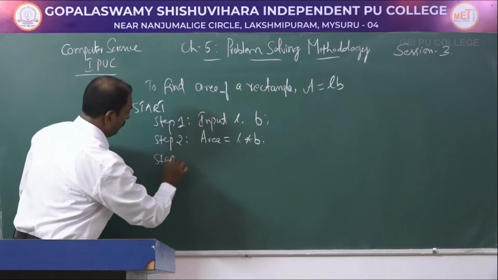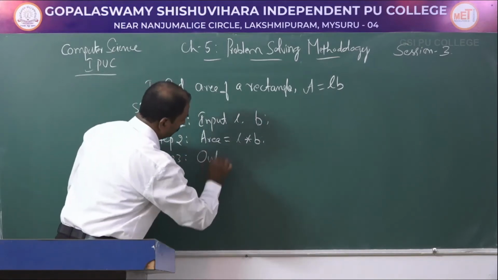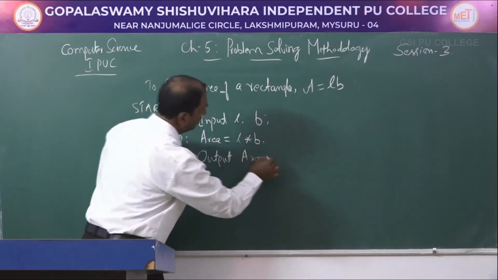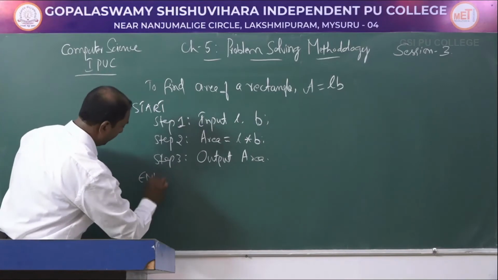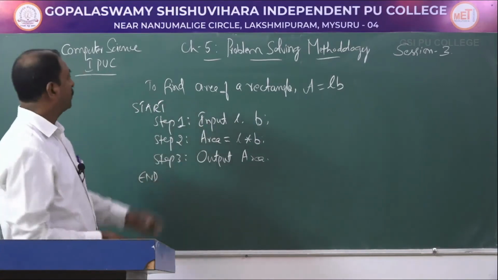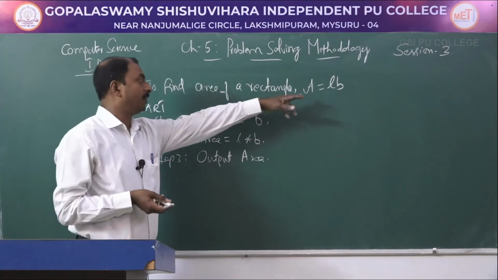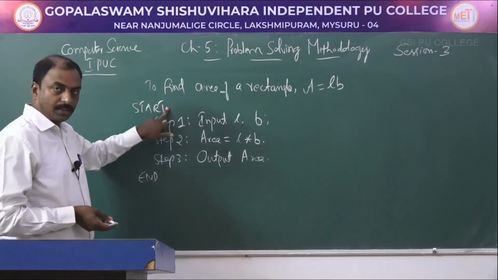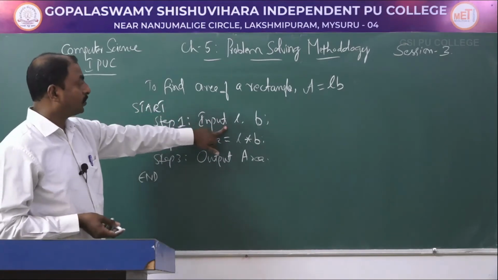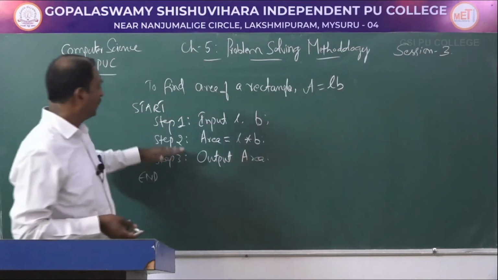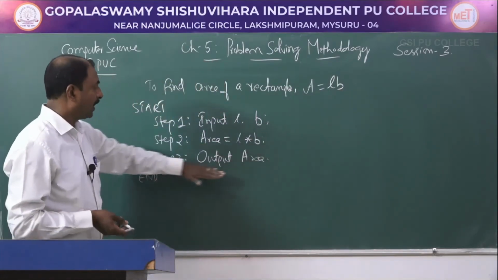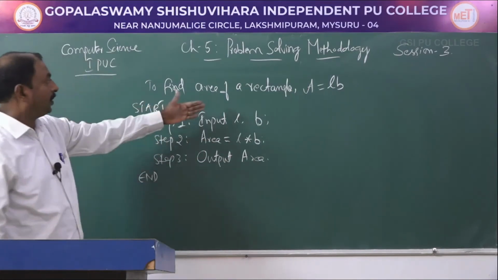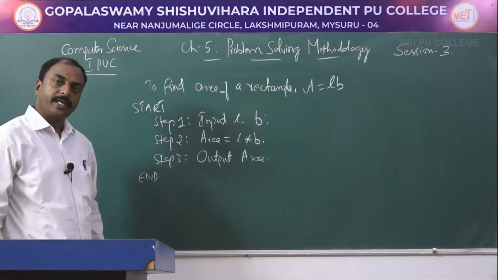Step 3, output area, then end. So this is an algorithm to find area of rectangle where the formula is A is equal to L into B. So here start an algorithm. Step 1 is accept the values of L and B, and then applying formula. Next step is we have to print the result or print the area. So this is an algorithm to find area of rectangle.